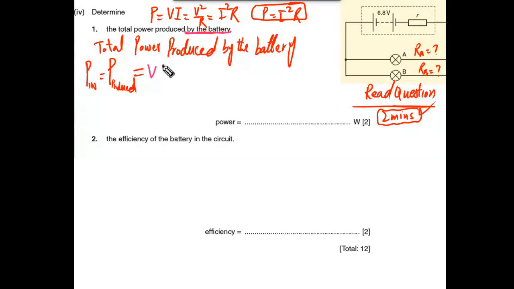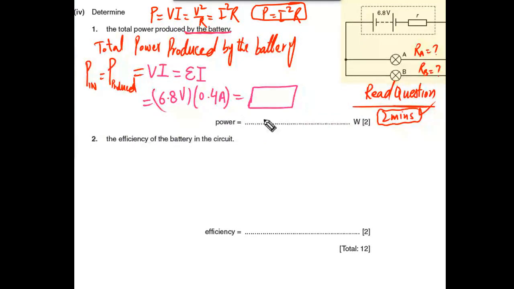So I can simply say it has to be VI. The V here has to be the EMF of the battery, and this is the total current in the circuit. So what is the EMF of the battery? That is given to you, that is equal to 6.8 volts. And the total current we have found was 0.4 amps. You just need to multiply and you will get your answer. That's all. P is equal to VI. We are talking about the power produced by the battery, so we have to use the EMF of the battery and the total current in the circuit.